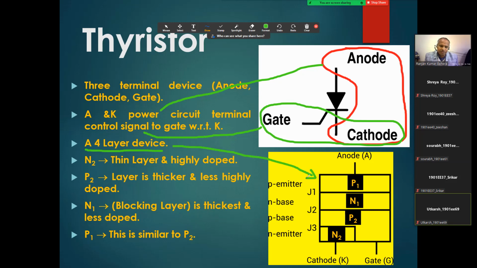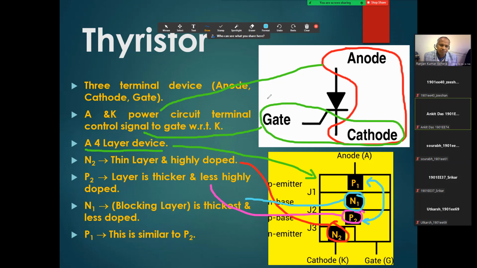Four layer device, you can see PNPN, or P1 N1 P2 N2. The N2 layer is a thin layer and highly doped, and the P2 layer is a thick layer and less highly doped. Then N1 is the blocking layer, it is the thickest layer and less doped, and P1 is the same as P2.